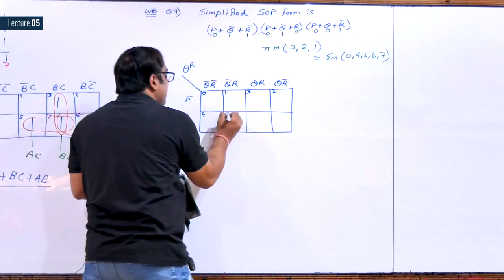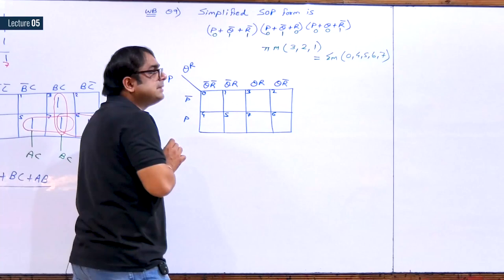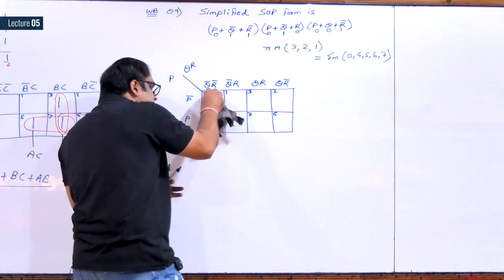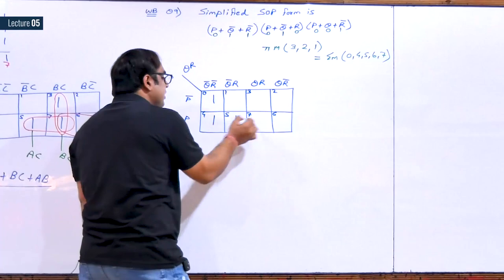Min terms number 0, 4, 5, 6, 7. I am plotting min terms, not max terms. 0, 4, 5, 6, 7.